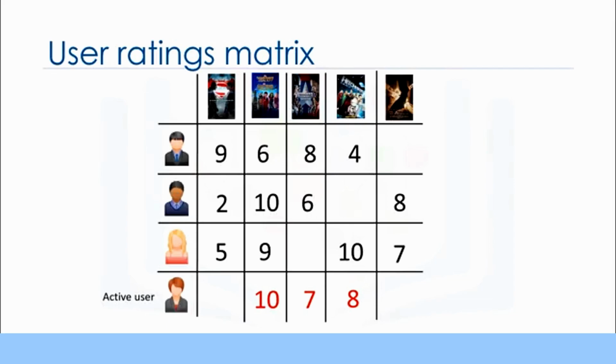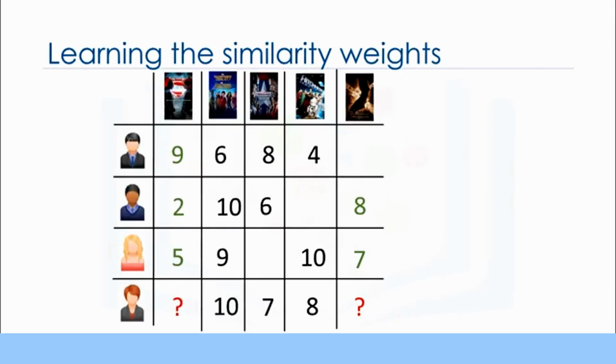Assume that we have a simple user item matrix, which shows the ratings of 4 users for 5 different movies. Let's also assume that our active user has watched and rated 3 out of these 5 movies. Let's find out which of the 2 movies that our active user hasn't watched should be recommended to her. The first step is to discover how similar the active user is to the other users. How do we do this?